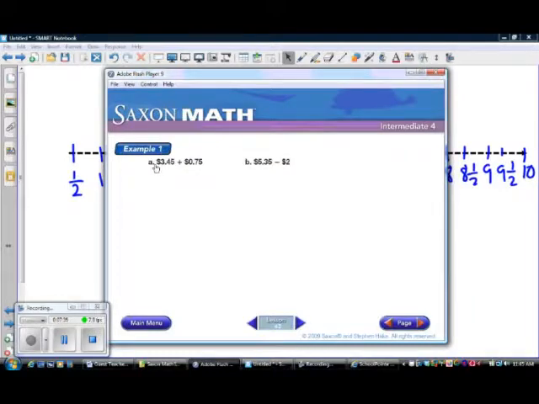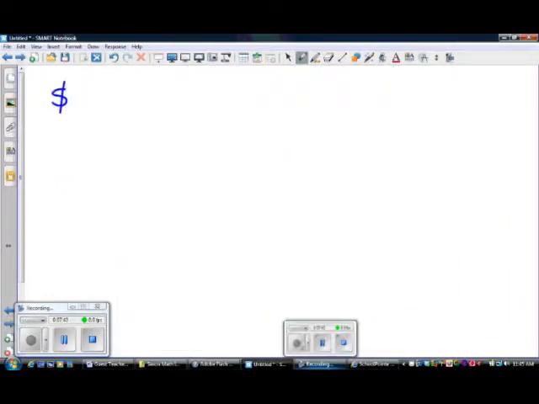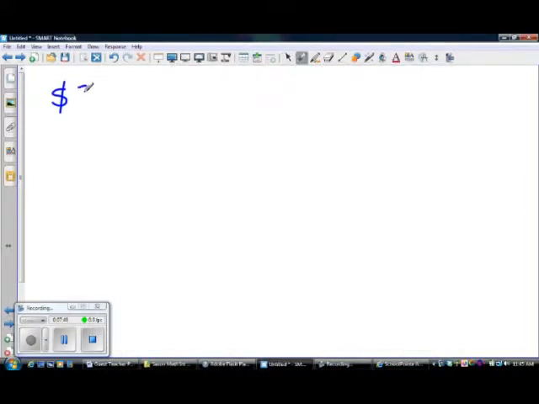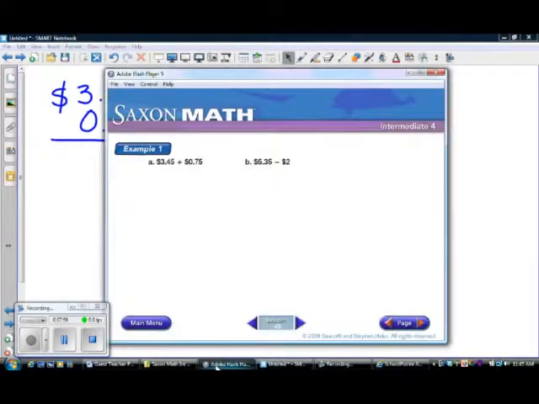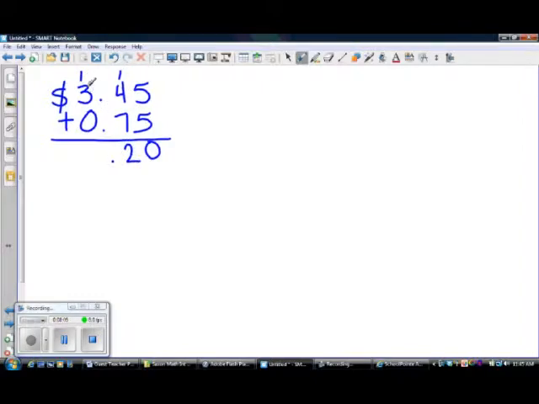Okay, example 1, $3.45 plus 75 cents. They just want to make sure that we are lining up our decimal points correctly when we're doing our money. 3.45 and .75, okay. And that was addition, wasn't it? Yes. Okay, so make sure you have your decimal points lined up. 5 plus 5, 10. 7 and 4 is 11 plus 1 is 12. Stop, drop, put your decimal point. $4.20.